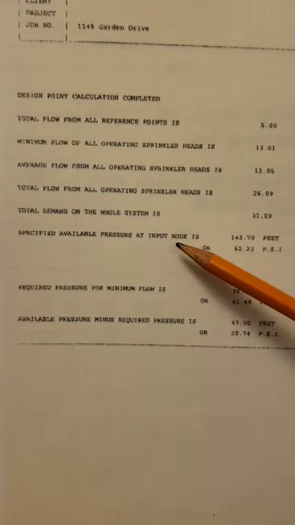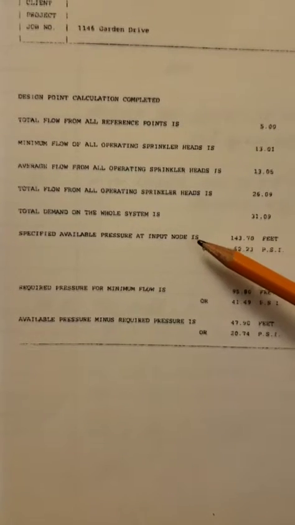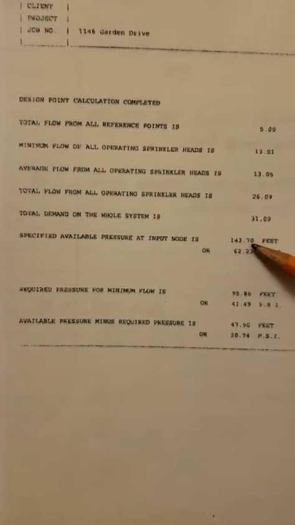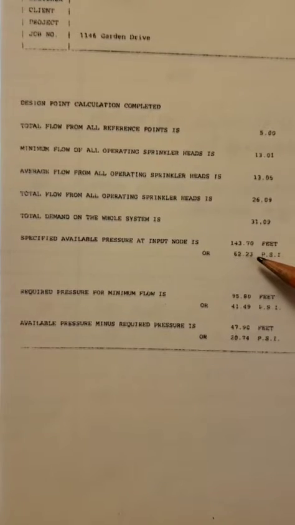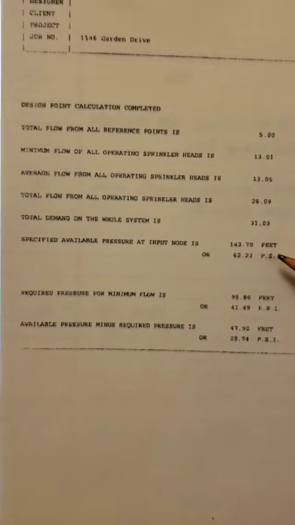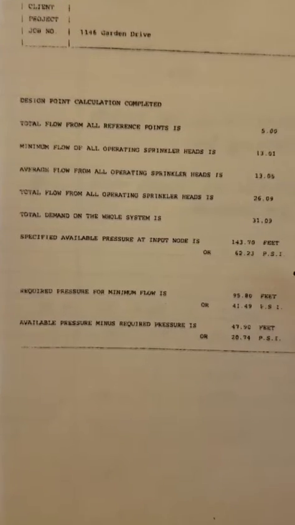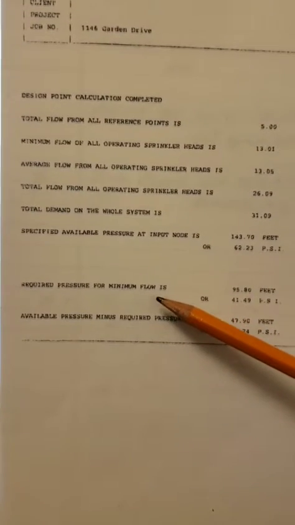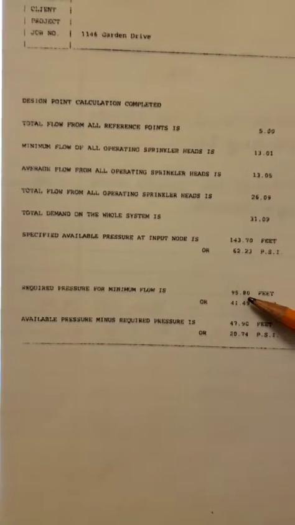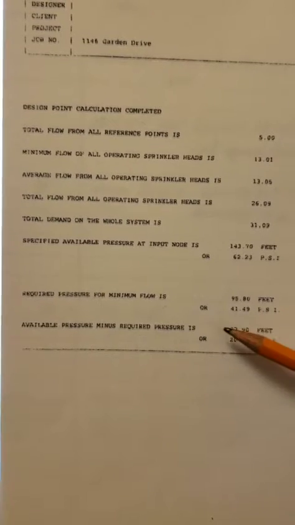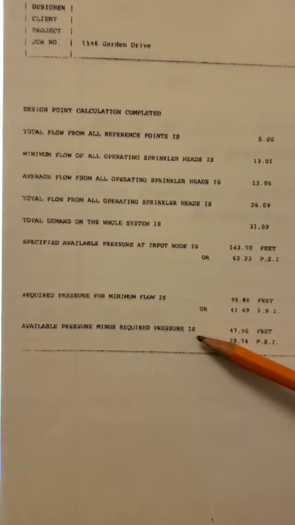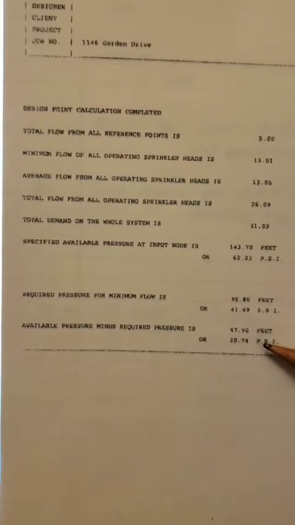Specifying available pressure at node. So he's got a reference on the plans where he's talking about a node, and he's got 143.70 feet of pipe to that node, and he's got a conversion of 62.3 psi to calculate from those reference points. Going down the list, he's got a required pressure for minimum flow, and at 95.8 feet of pipe, he needs 41.49 psi, and available pressure minus required pressure is 47.9 feet, or 20.74.